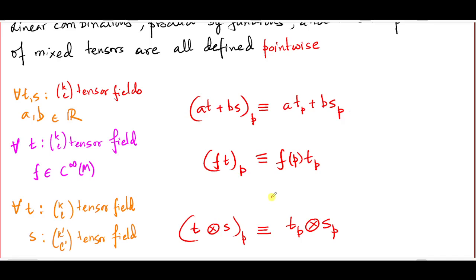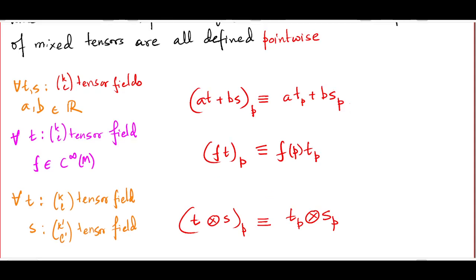Similarly, when you form a tensor product of a (k, l) tensor field T and a (k', l') tensor field S, you do it point-wise. At every point P, the tensor product of the two mixed tensor fields is given by the tensor product of T at that point and S at that point. Now, as we have already seen, the set of all (k, l) tensors at a point P form a linear vector space of dimension n to the k plus l.